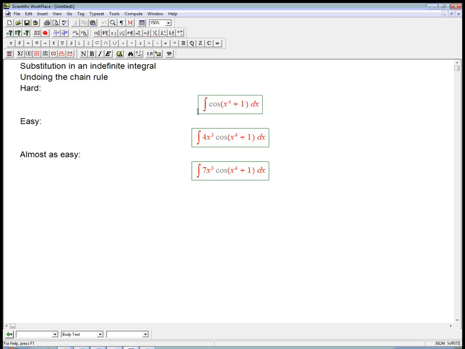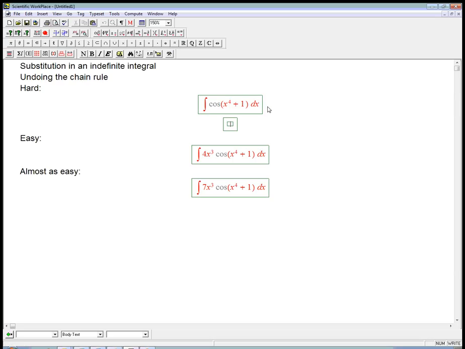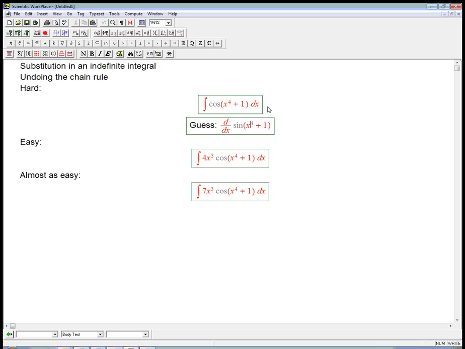It's a very, very hard problem. The integral, or the antiderivative, an indefinite integral, of cosine of x to the fourth plus 1 dx. Why is that hard? It's because the natural guess would be sine of x to the fourth plus 1, but I can check that by taking the derivative. The derivative of that does give me part of what we want, but times 4x cubed. That doesn't appear here.